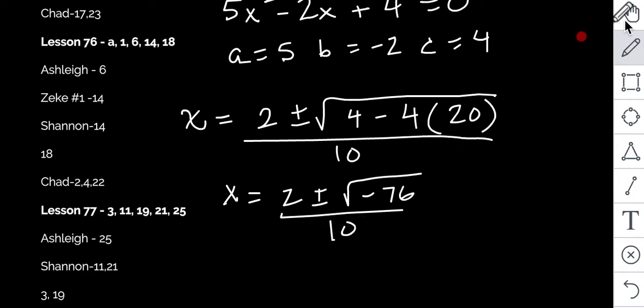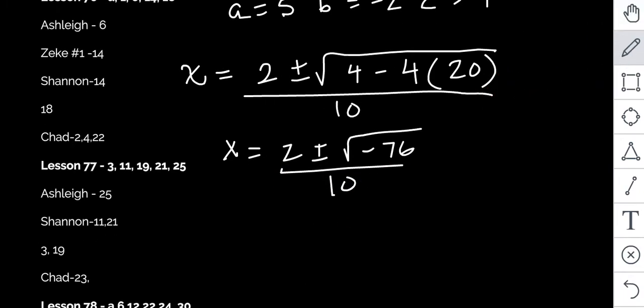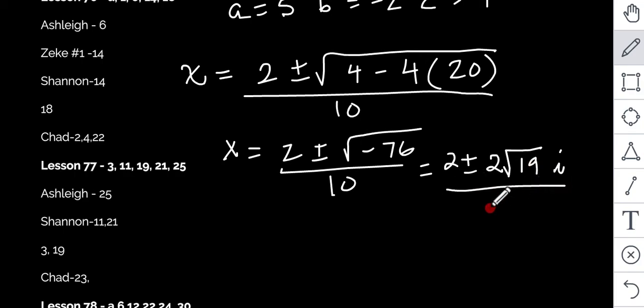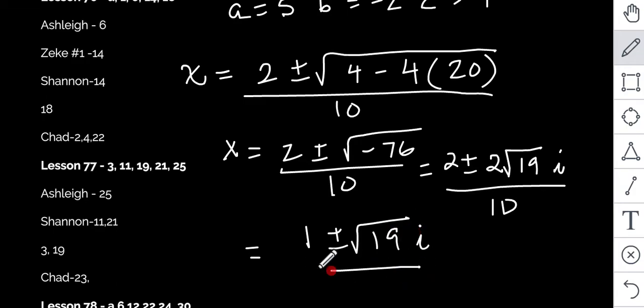You can't leave it like that. The temptation's to walk away, right? But we do the tree with 76, and guess what? We get 2 plus or minus, a 2 comes out, and we're left with a 19. If you did the tree, you would have 2 2s, you would circle them, and they would come out. You're left with a 19. I pop my i out over 10. Finally, it's still not done because it needs to be reduced. We can take a 2 into this, a 2 into this, and a 2 into this. It has to go into all 3 of these in order to cross them out. So your final answer is 1 plus or minus the square root of 19 i over 5.